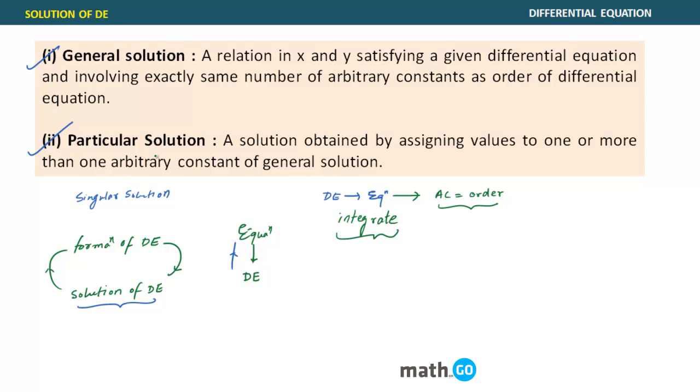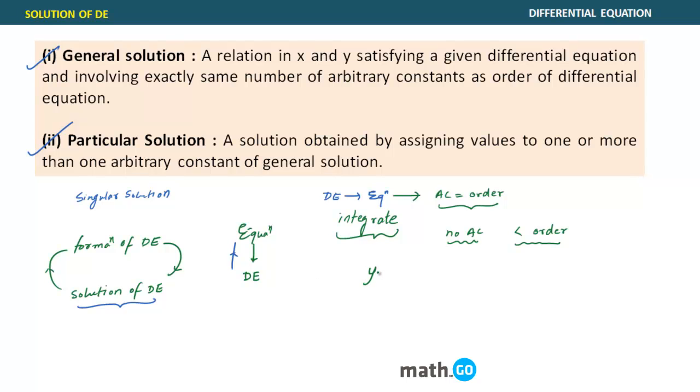But if there is no arbitrary constant, or fewer than the order, then that means you have some specific value which has eliminated some of the arbitrary constants or removed all of the arbitrary constants. Then it will be called a particular solution.